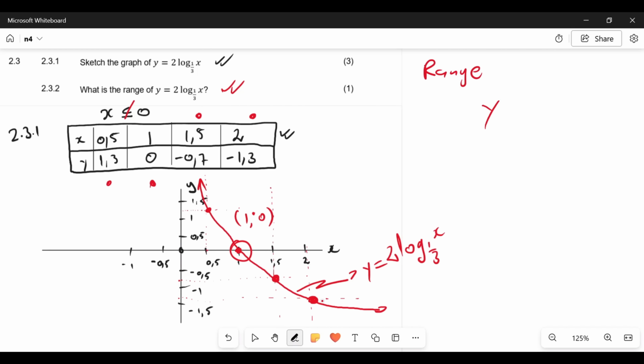It goes forever when you look at the positive side of y, and also it goes forever when you look at the negative side of y. So you can say y is greater than or equal to negative infinity, and y is less than or equal to positive infinity. So this is how you write this question.